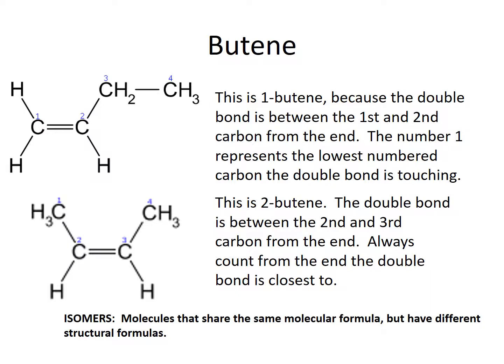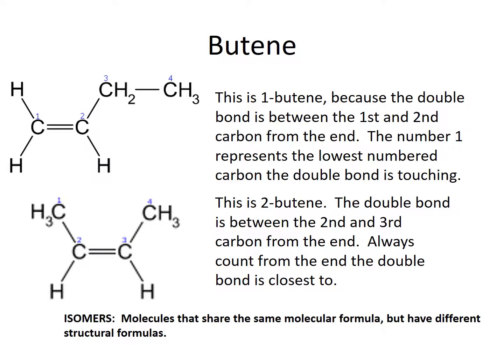Now here's butene, but as you can see, there are 2 different places where the double bond can go. It does make a difference structurally, and so it has slightly different physical properties, and it also makes a slightly different chemical property set. So we have to give it a different name.